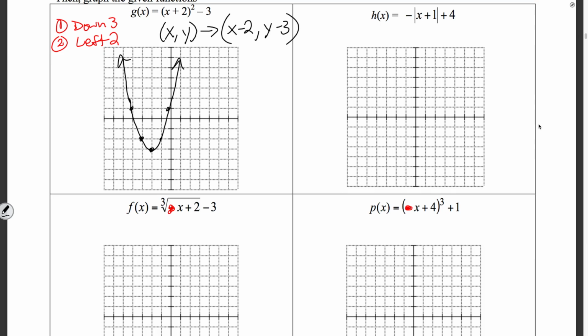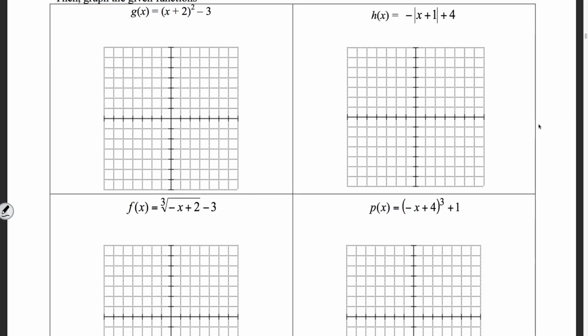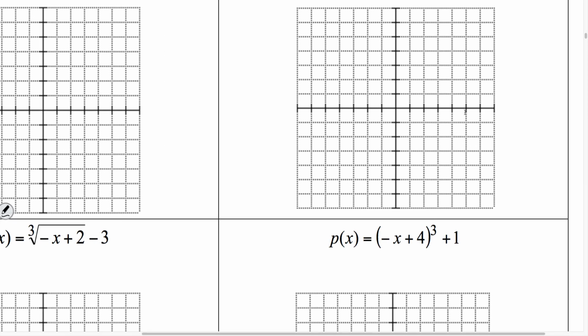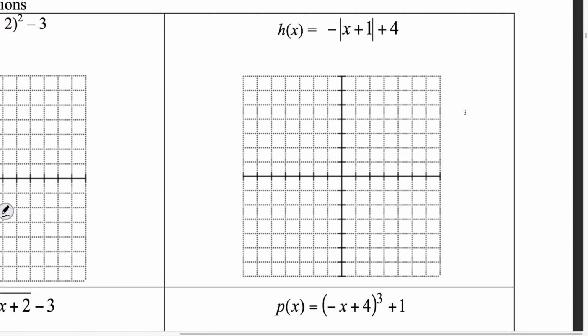Remember, remove the negative on p of x. Give the points like on the table. Mr. Conaway, when you say give the points, do you mean like do an x and y table? No, I mean give me the x, y becomes what?